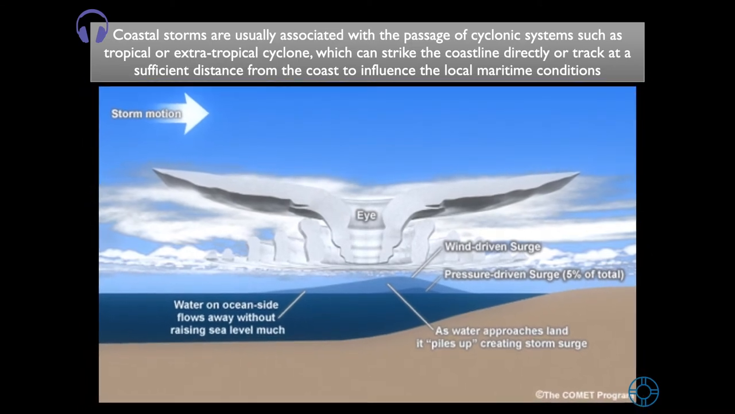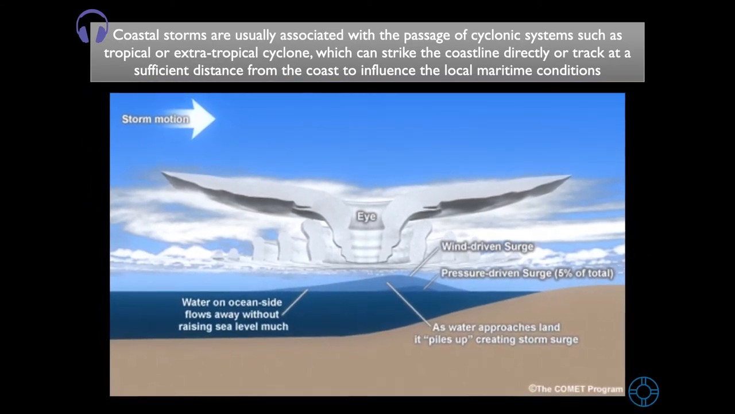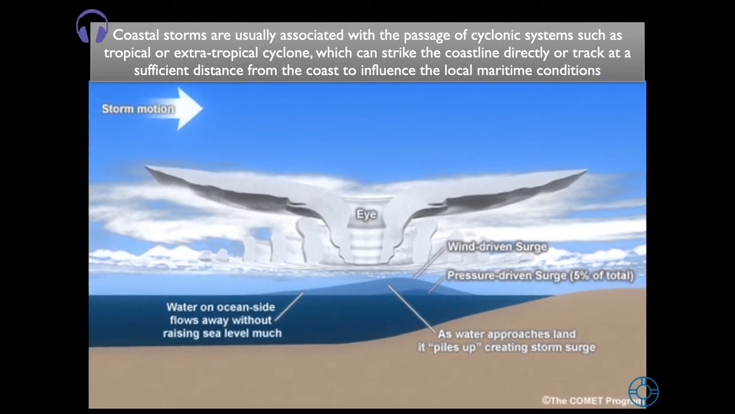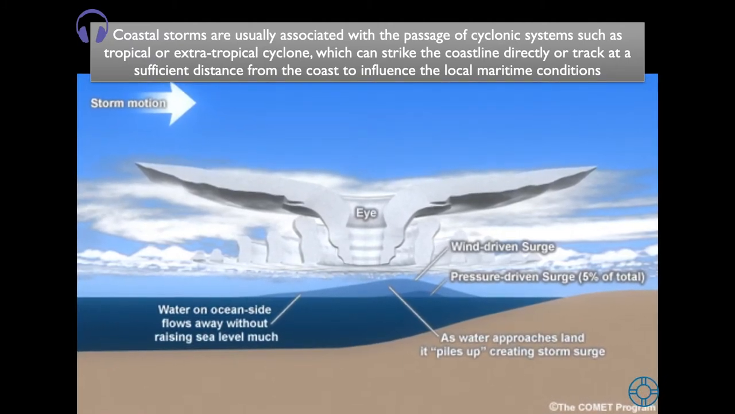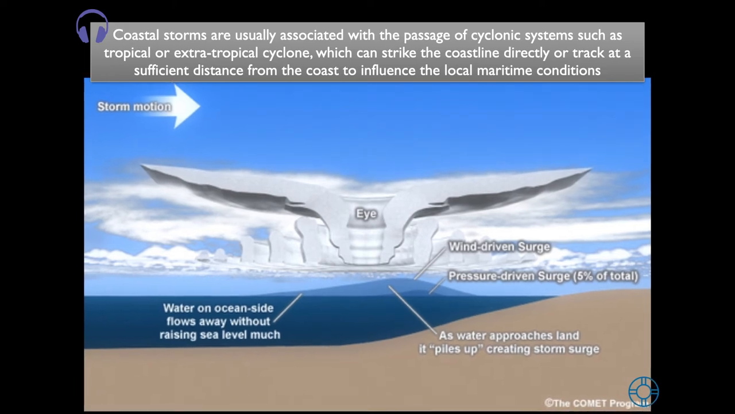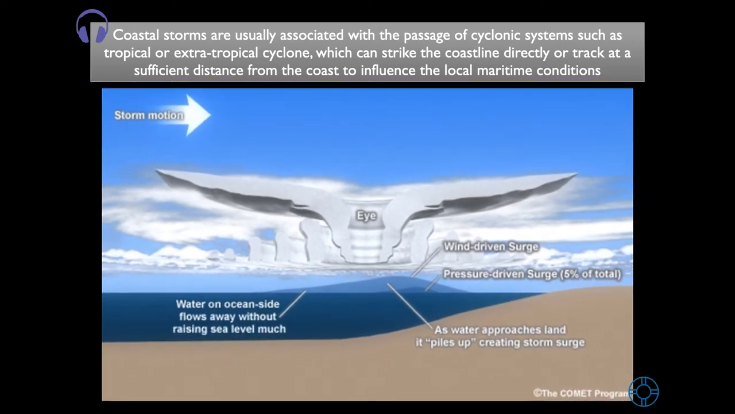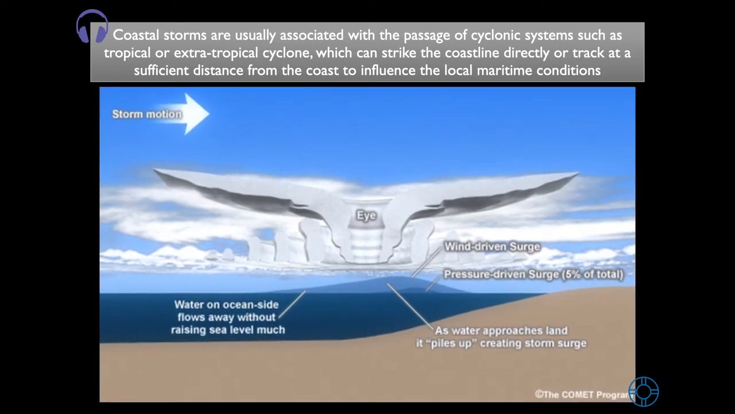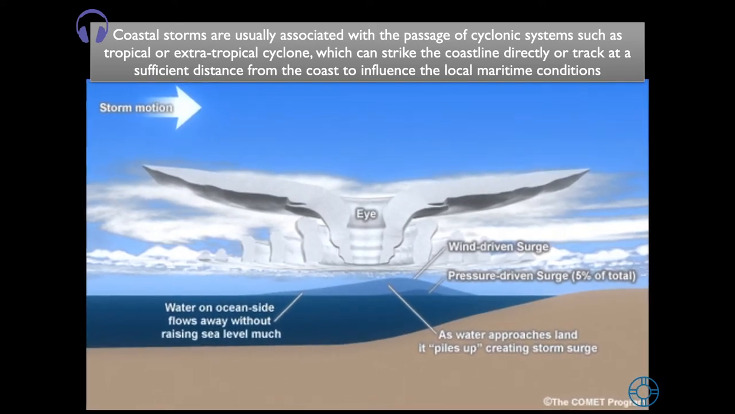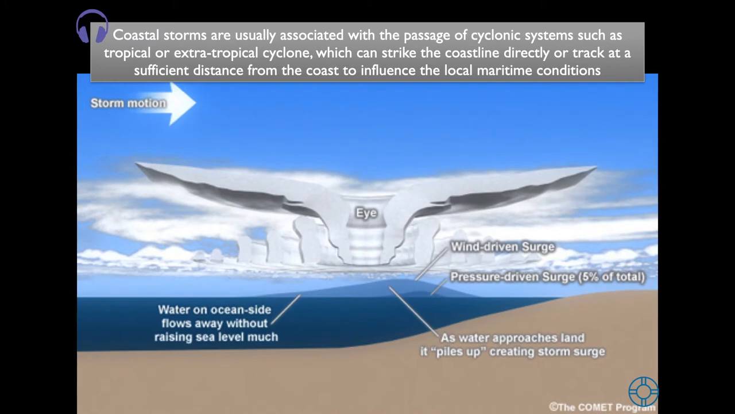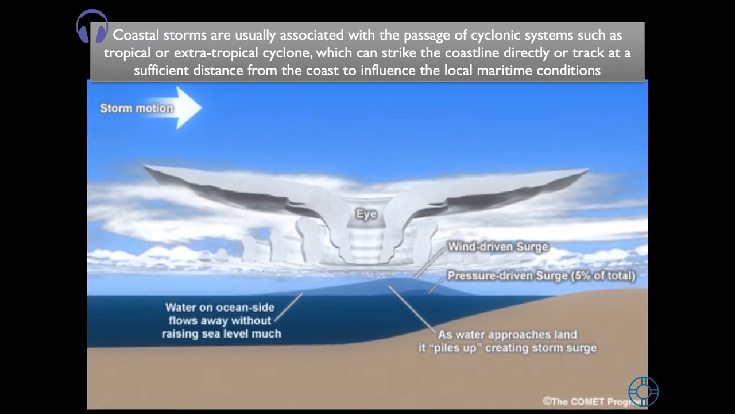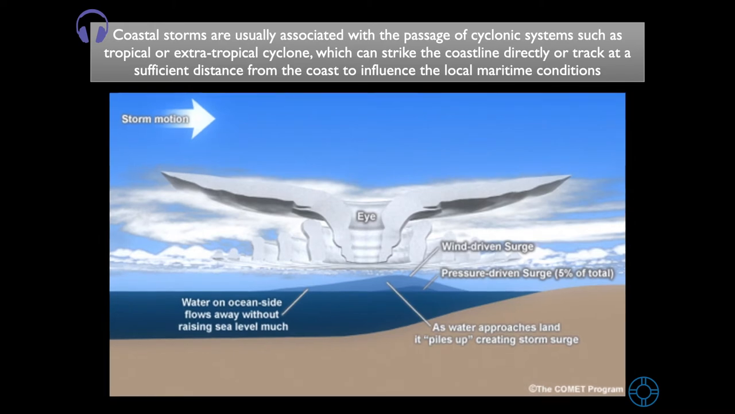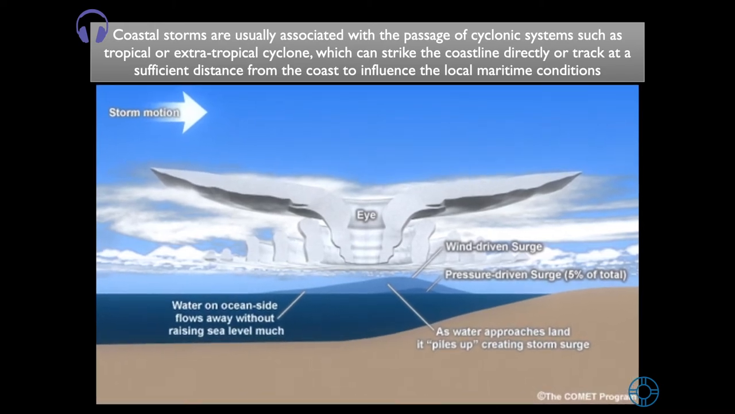And this example illustrates that below the storm's eye, there is a wind-driven and pressure-driven surge. On the ocean side, the water flows away without raising sea level too much. On the landward side, as the water approaches land, it piles up, creating the so-called storm surge. And this is pretty much perceptible from the coast.